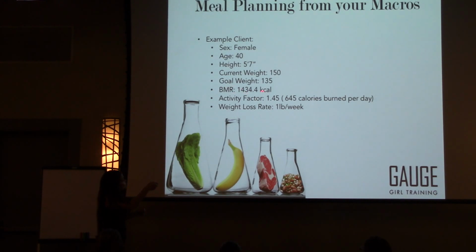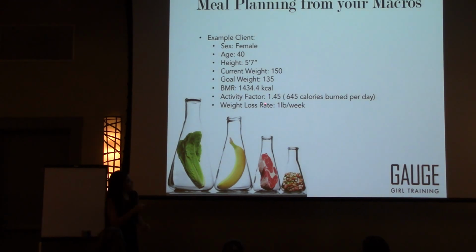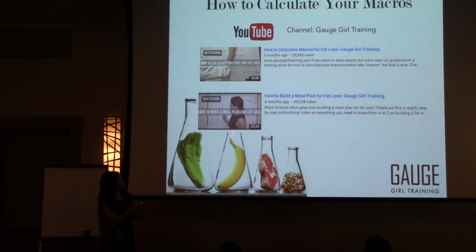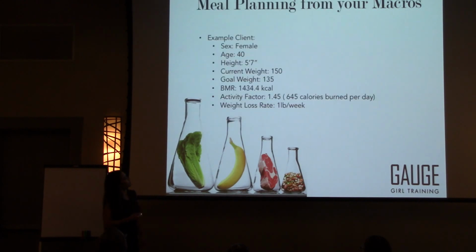So, for this lady, hers would be 1434.4 kilocalories. And I already ran the numbers. I'm giving her an activity factor of 1.45. If you want to know more about activity factors, watch this video. I explain it in both of them.